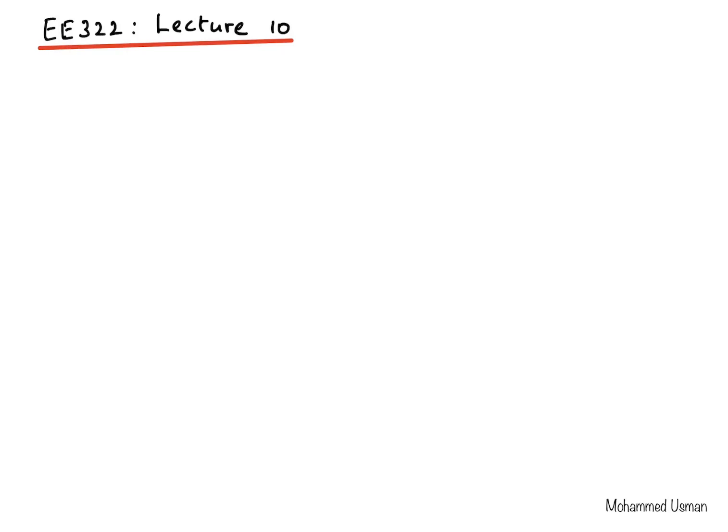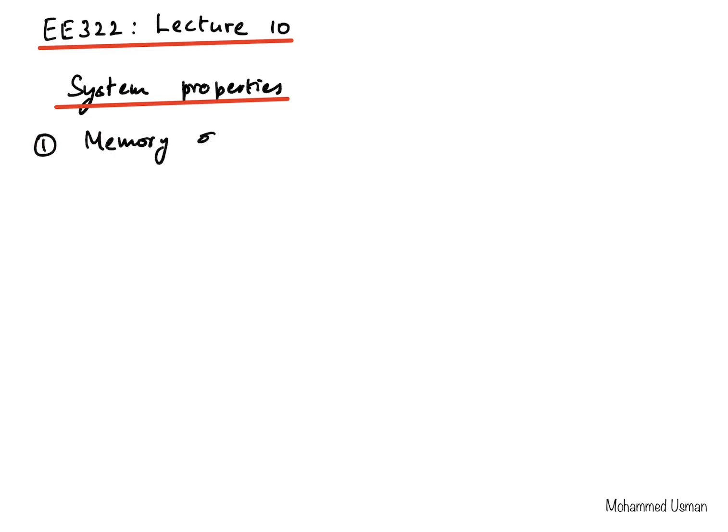In the previous lecture, we have been discussing the properties of systems, and in particular, we discussed three properties. Those were the system properties. We have a total of 6 properties. Out of the 6, we discussed 3 properties in the previous lecture. The first was the system having memory or being memoryless.